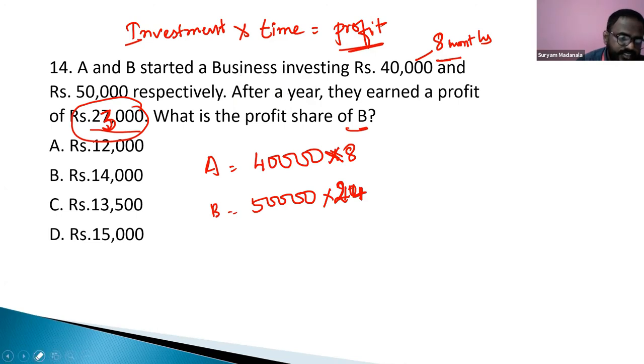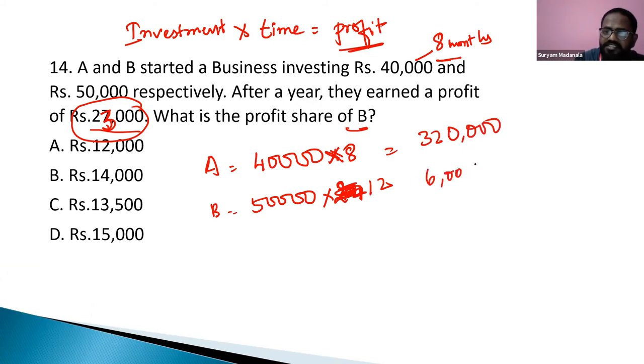Yes. Fine. We'll calculate for 1 year. This becomes how much? 20,000. And this becomes 6 lakhs. Okay. Then if I reduce 4 zeros, that becomes 32 is 60.